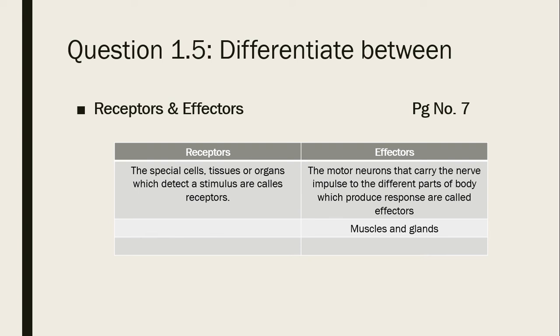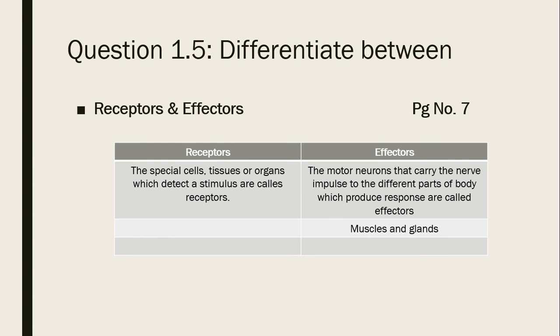Like receptors, what are they? They are special cells, tissues or organs which detect a stimulus, and they are called receptors. And effectors, what are they? The motor neurons that carry the nerve impulse to different parts of the body which produce the response are called effectors. And their examples are muscles and glands.